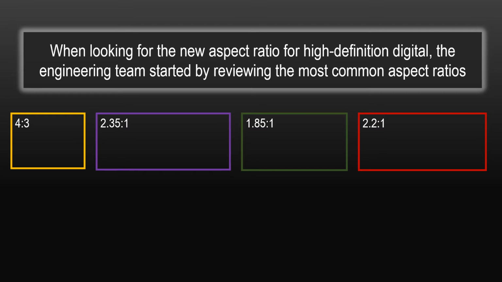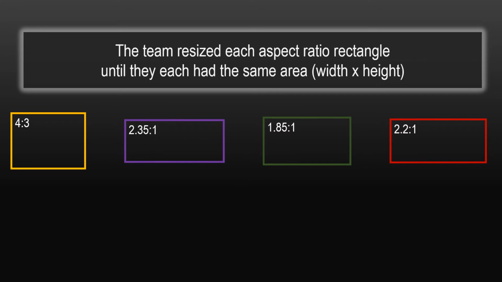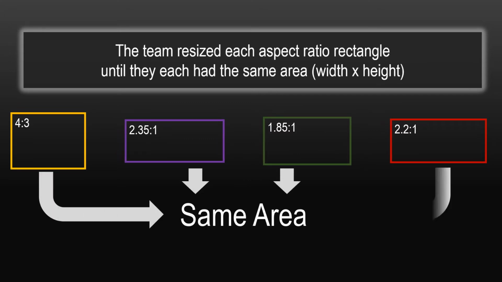He did this by first reviewing the most widely used aspect ratios that we just discussed. The first thing that Dr. Powers decided to do was to normalize the aspect ratios to each other. He did this by making each rectangle have the same area, regardless of their respective width and height.